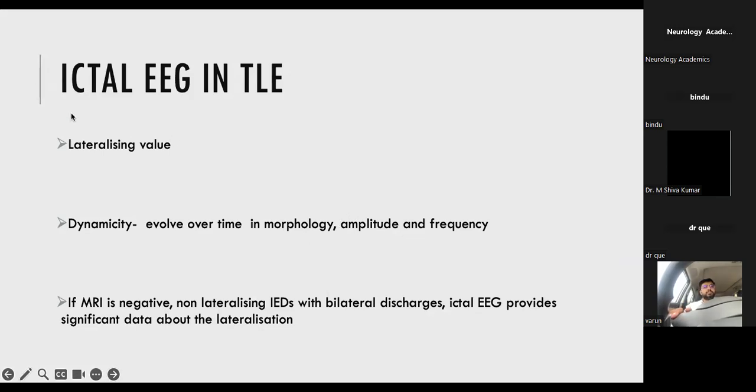Completing the IEDs, we are moving to the ictal EEG in temporal lobe epilepsy. Ictal EEG has a lateralizing value. Ictal EEG is characterized by dynamicity, that is, it evolves over time in morphology, amplitude, and frequency. In patients who are MRI negative and also patients having non-lateralizing IEDs with bilateral discharges, ictal EEG provides a significant contribution towards lateralization.